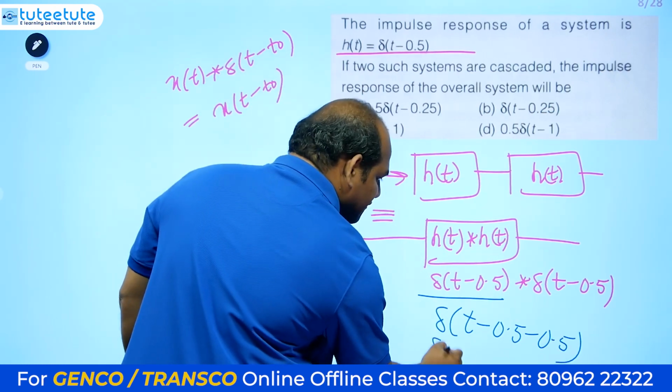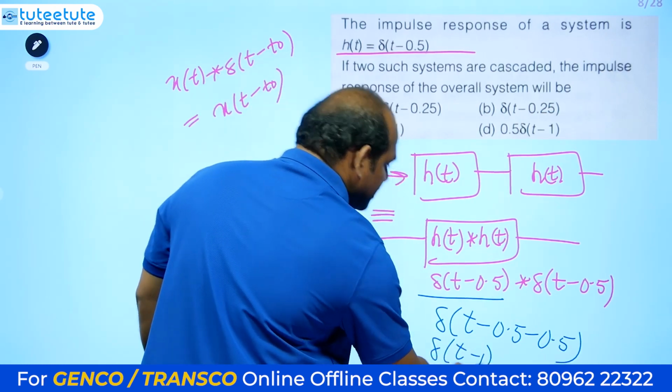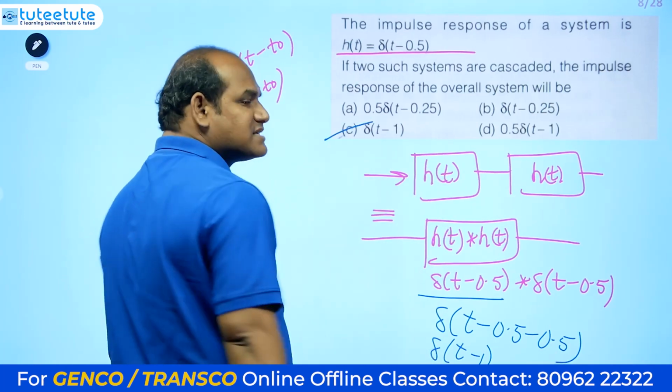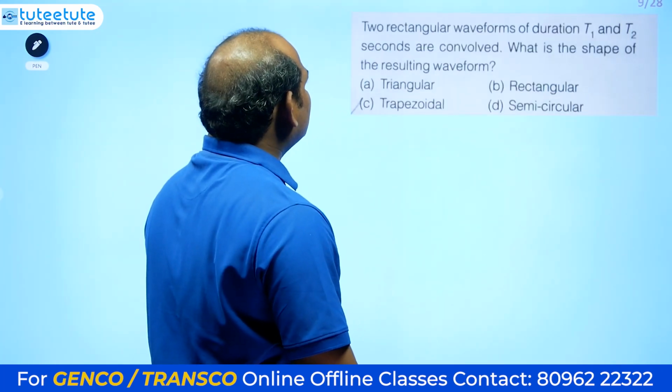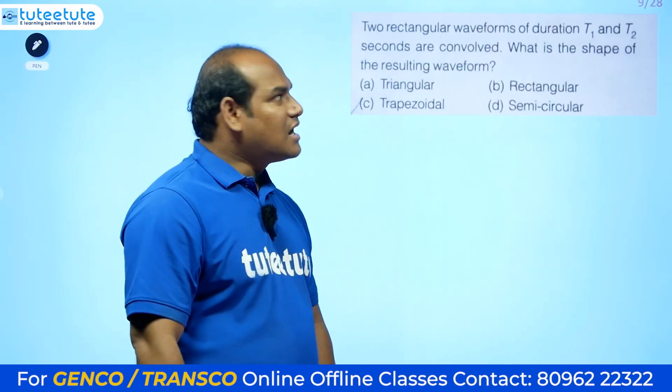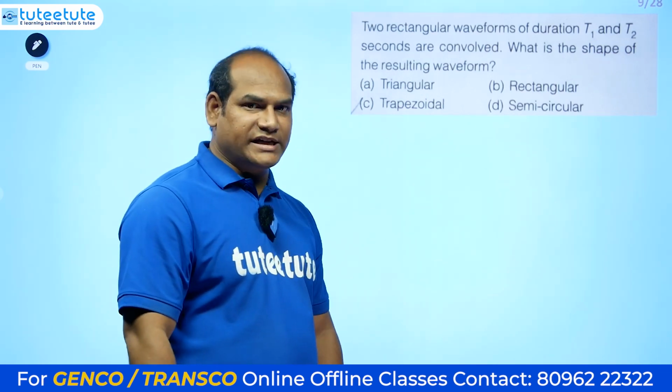That means del of t minus 1 we will get. So del of t minus 1 means option C is the correct option. Now the next question is, two rectangular waveforms we have to take of duration t1 and t2.